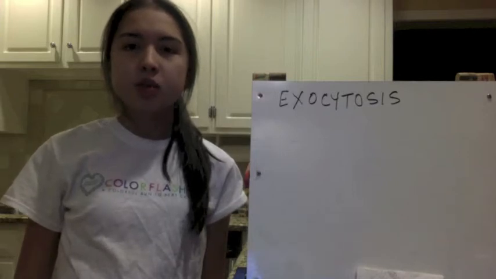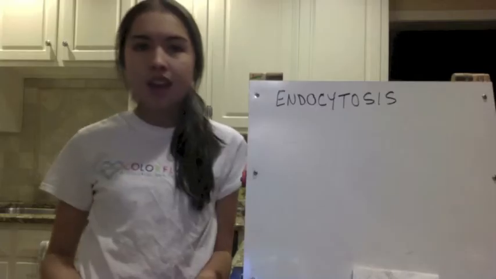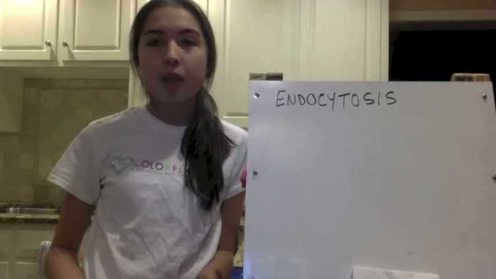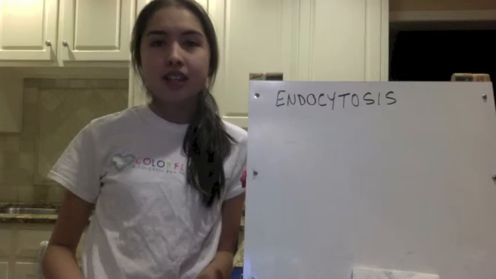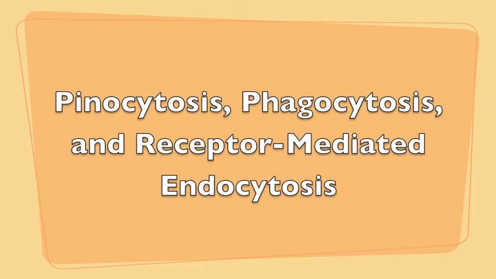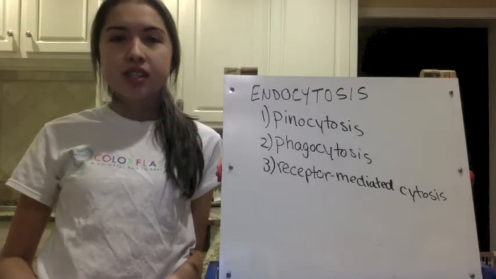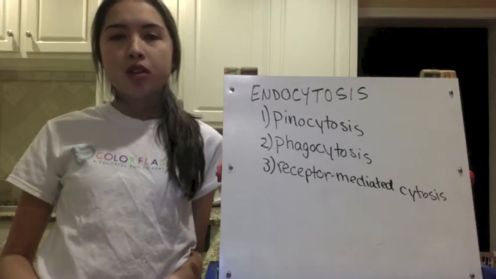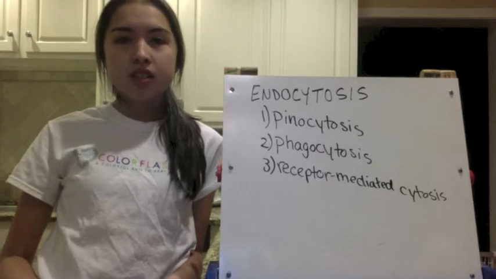Exocytosis is the process where the cell expels particles that are too big to diffuse through the membrane wall. Endocytosis is a process where a substance enters the cell without passing through the cell membrane. Endocytosis is divided into 3 types. The first type of endocytosis is pinocytosis, or cell drinking. And that's when small particles are brought into the cell, forming a cavity, and then suspended in small vesicles.